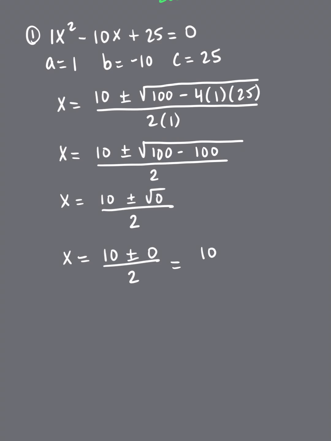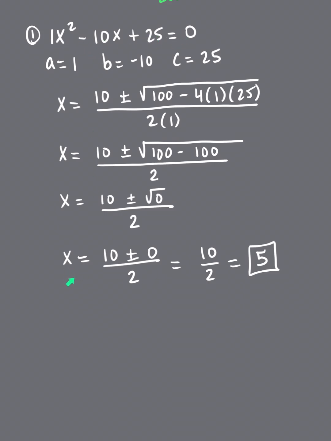So this is equal to 10 over 2, which we must always simplify whenever we can. So our final answer for x is 5. So this is the only solution that this quadratic equation has. If we plugged in 5 for x, we would have 5 squared minus 10 times 5 plus 25. So that would equal 0.